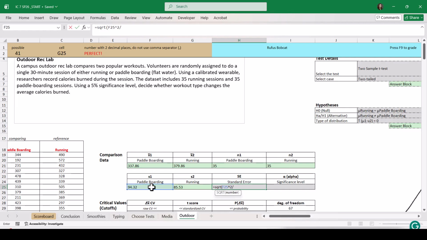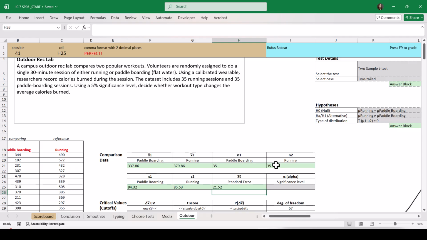This is the standard deviation. We have to square it to get the variance. And we're going to divide it by the sample size for that group. And then plus the variance for the second group. So we need to square it divided by the sample size for the second group. And then we can close our parentheses.